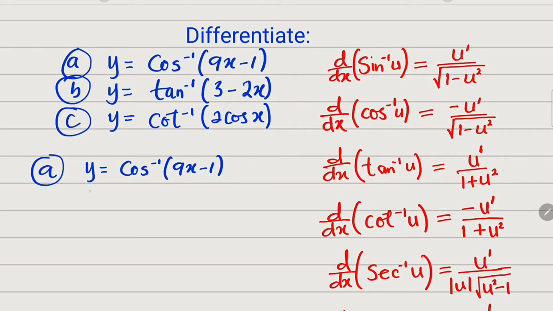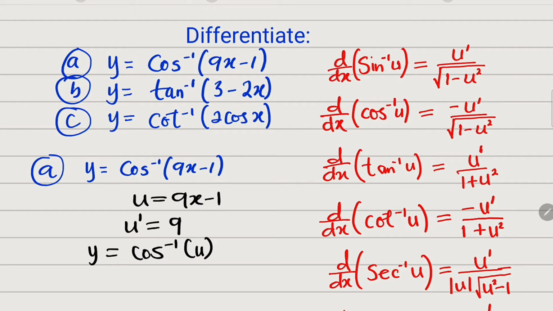The first one is y equal to cos inverse of 9x minus 1. We are going to let 9x minus 1 to be equal to u. So u equal to 9x minus 1. u prime, which is the derivative of u with respect to x, will be equal to just 9, because the derivative of 9x is 9, and the derivative of negative 1 is 0. So our equation can now be written as y equal to inverse cos of u.